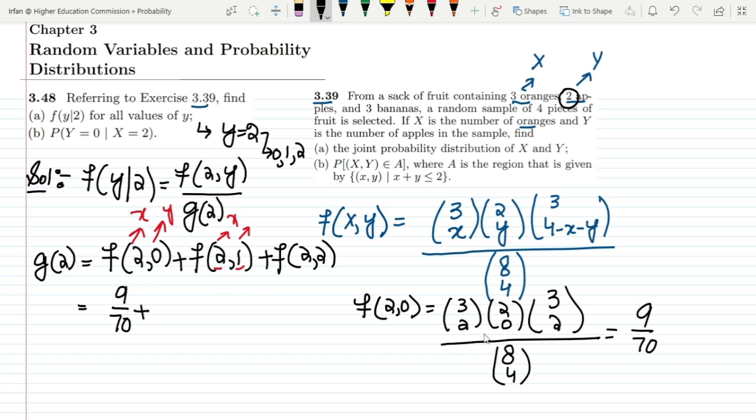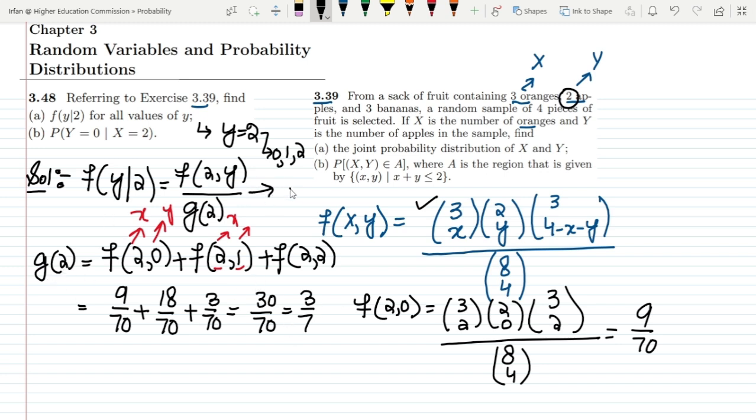Similarly, f of 2 1, putting values in this formula as well, I will get 18 by 70, and putting 2 2 here, the answer would be 3 by 70. You can try it, and ultimately you will get 30 by 70, which is 3 by 7. So the value of g of 2 is 3 by 7.